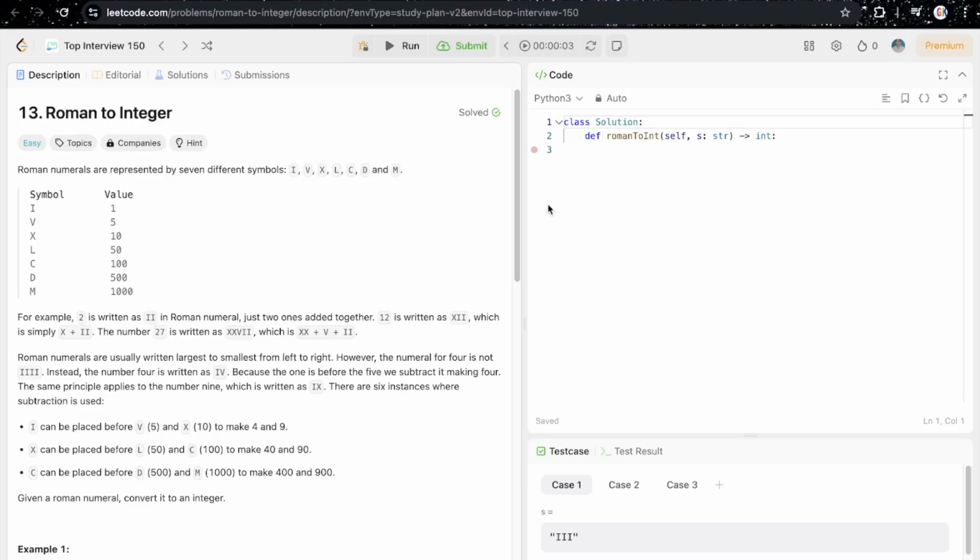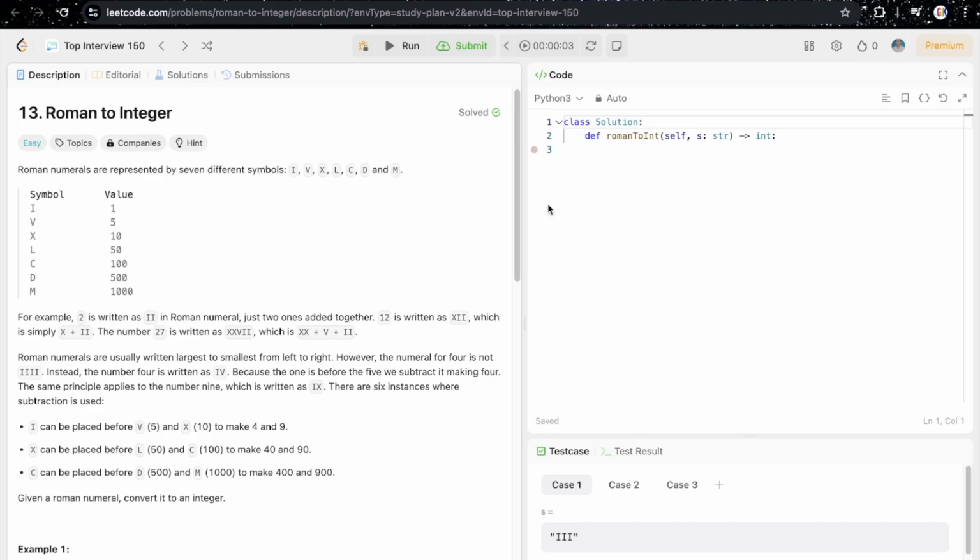Let's see this problem, Roman to integer. Roman numerals are represented by 7 different symbols: I, V, X, L, C, D, and M. So I is 1, V is 5, X is 10, L is 50, C is 100, D is 500, M is 1000. For example, 2 is written as double I in Roman numerals.